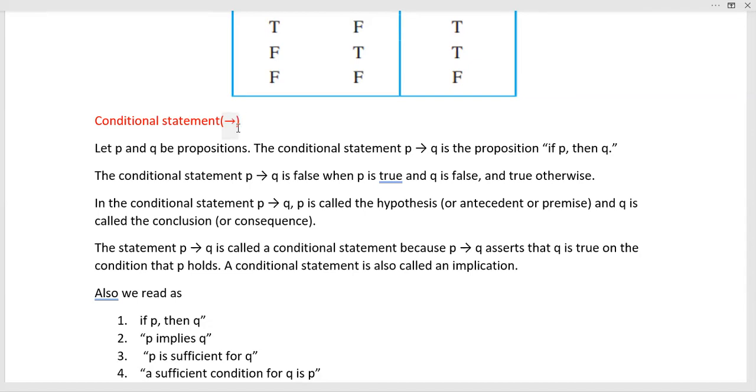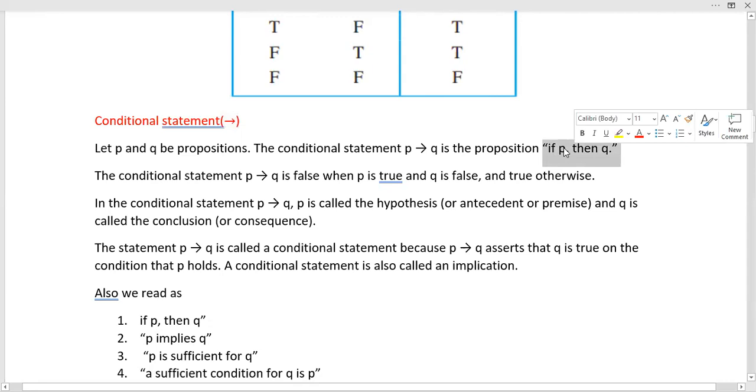In this case, what is the meaning of a conditional statement? See this one. If P happens, then only Q happens. If P, then Q. That is the meaning of a conditional statement. P conditional Q means if P, then Q.